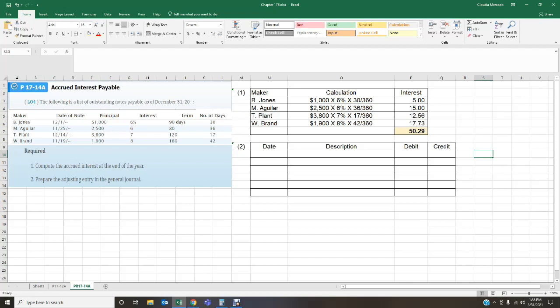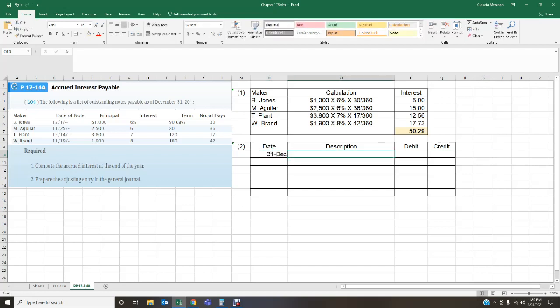Okay, so now that we have the amount of interest that we owe, we're going to do the journal entry. The purpose of doing this is to recognize the expense for the company. So we borrowed money, and we're going to have to pay back that money. But on top of that money, we also have to pay interest because these notes had an interest rate tied to them. So we need to make sure that we update our expense account to reflect the correct amount of interest. These entries are being done as of the end of the year, December 31st.